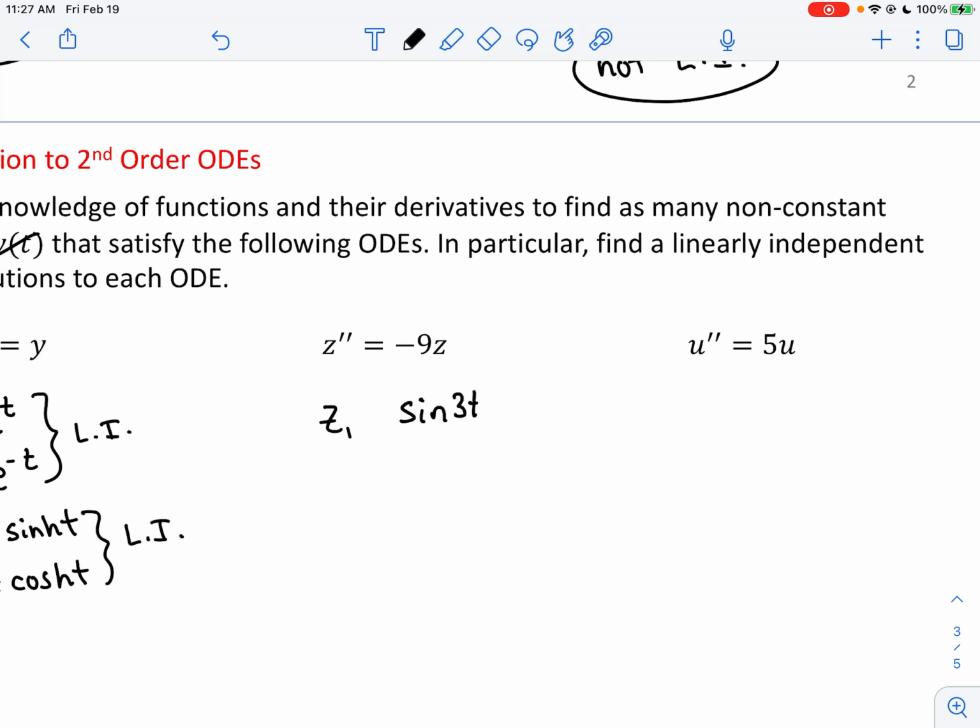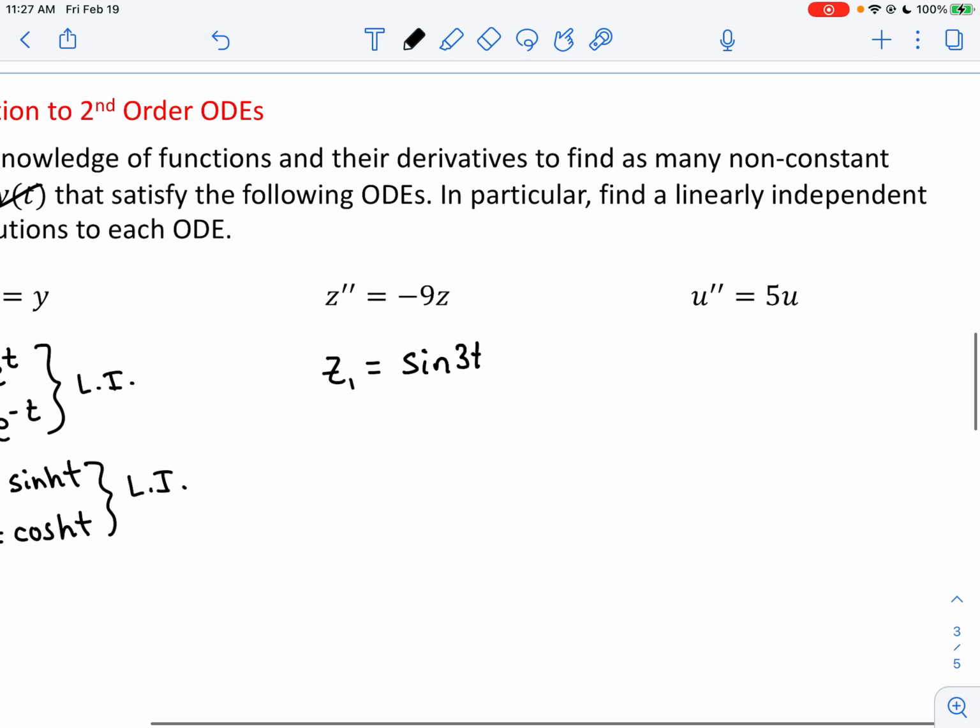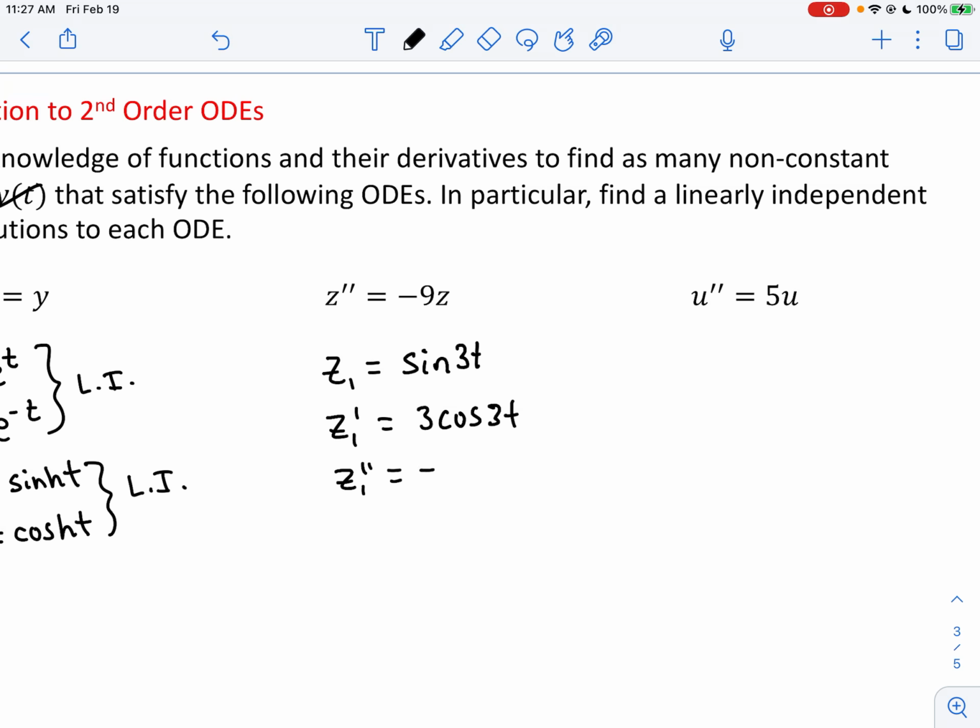Let me put a subscript on here. This is going to be one of our answers. z1 equals sine 3t. Let's just test it. z1 prime is equal to 3 cosine 3t using chain rule. And z1 double prime, one more derivative, will be derivative of cosine is negative sine, and there's already 3, and chain rule gives you another 3, so negative 9 sine 3t, which is negative 9 times the original. So this works. So we found one.